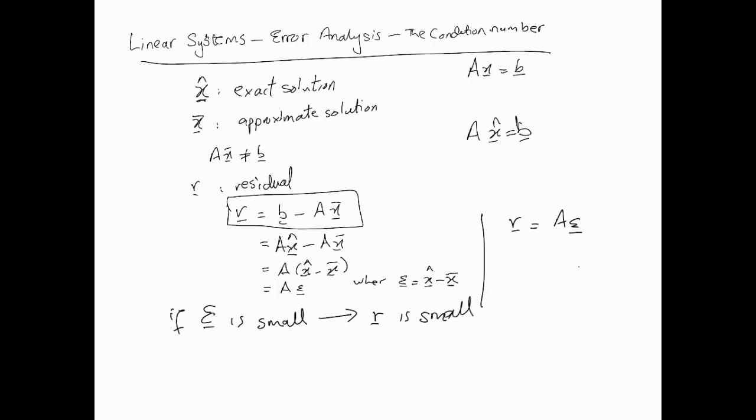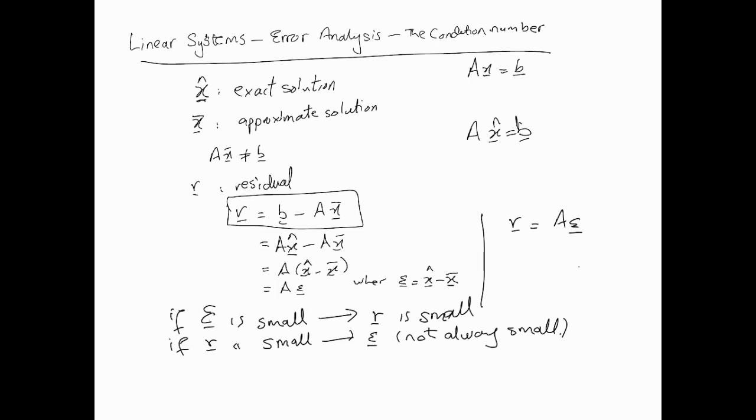But is the converse true? What can we for sure say that if R is small, what can we say about epsilon? The problem is epsilon is not always small. And this is a very important problem for us to tackle.